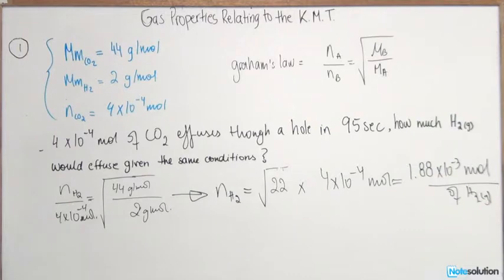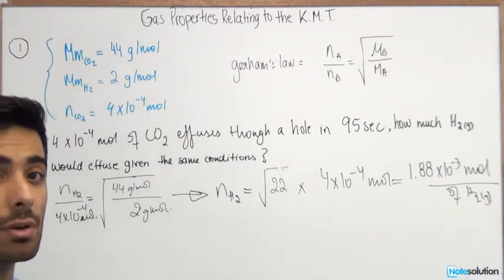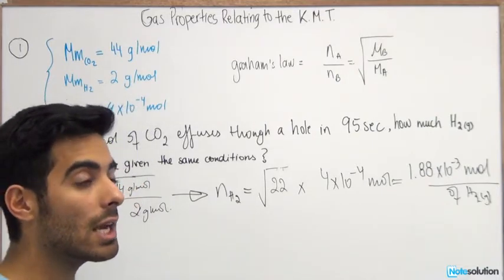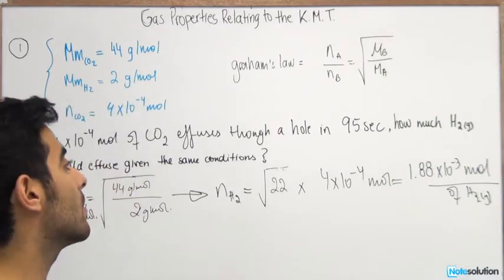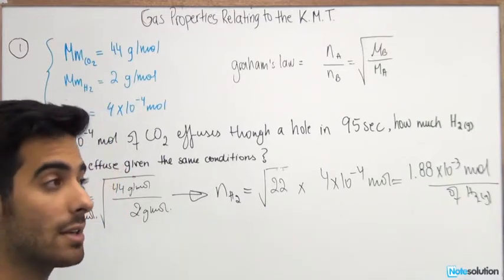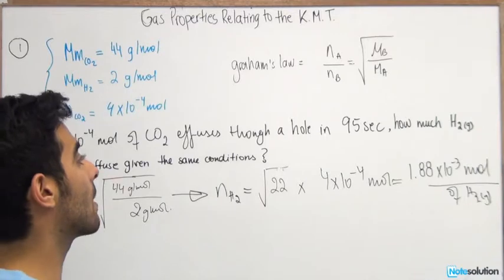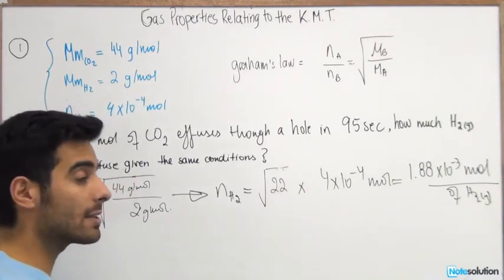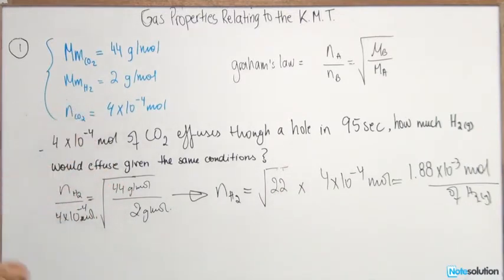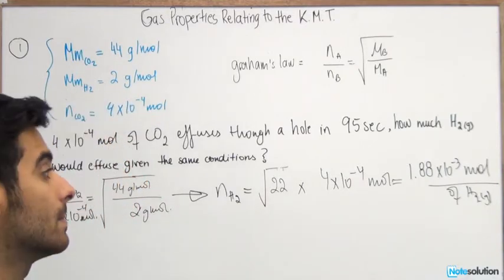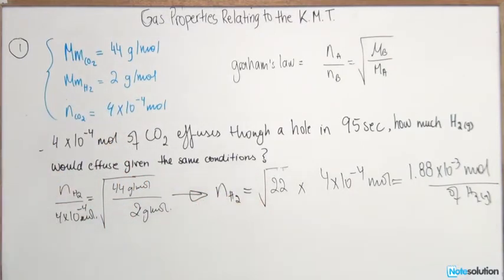Why? Because we know that the speed of molecules is related to molar mass, right? So the lighter the molecule is, the more likely it's going to be at a faster speed, the more likely it's going to effuse fast. It's going to effuse in much higher amounts in the same time. So at 95 seconds, less carbon dioxide will effuse compared to hydrogen because hydrogen is smaller. So these answers should make sense to you.